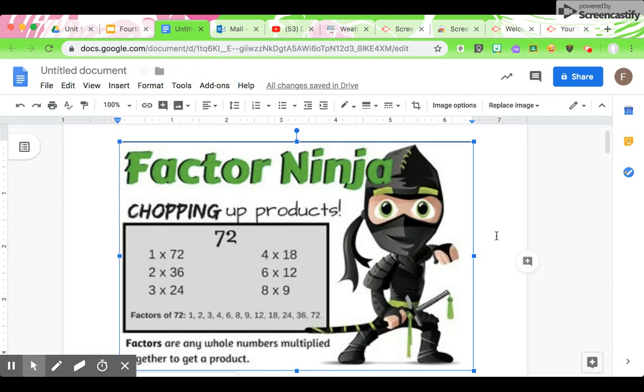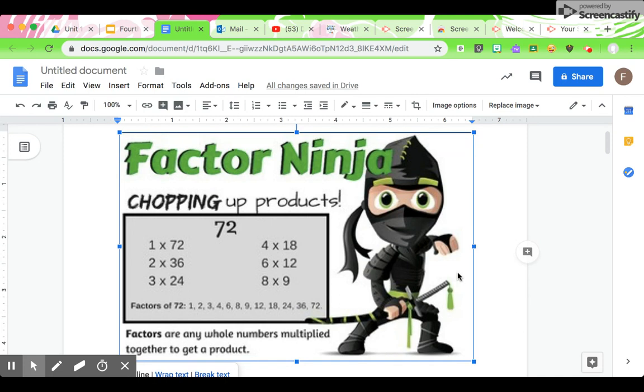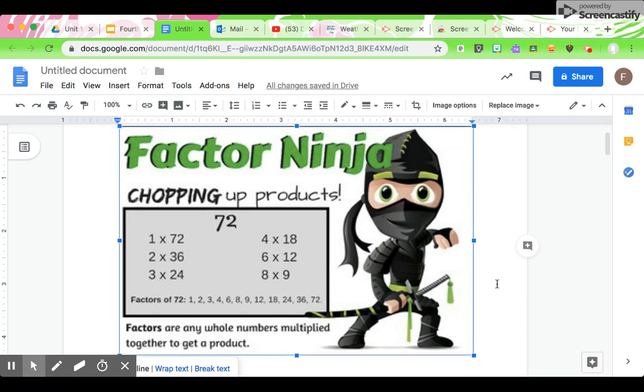So first, many of you have seen the poster in my room called Factor Ninja, and some of you have used this to help you with some of the activities we have done, and some of you have not. So I think after this video, you're really going to enjoy these posters. So first, I want to talk about my friend Factor Ninja.